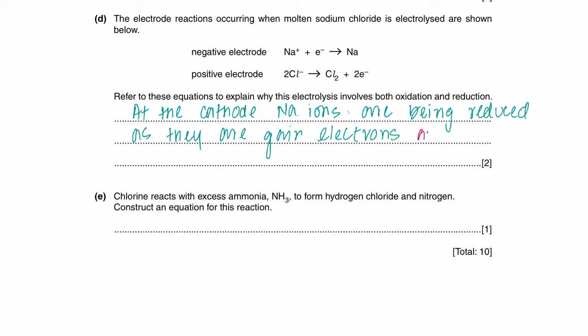And at the anode, chlorine is oxidized. Ions, keeping it consistent, are oxidized as they lose electrons.